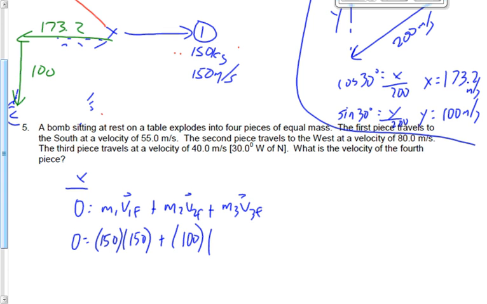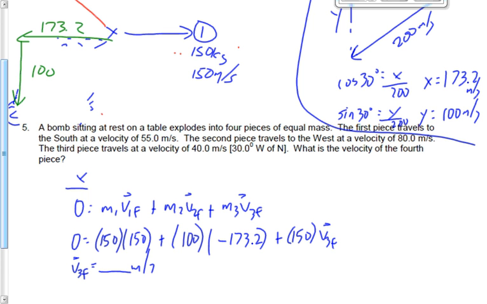V2F? Who's got this one? Wayne, you got that one for me? V2F for the x component. I'll give you a hint. It's negative. Yes, it's good. Negative 173.2. And M3, we said, I think, was 150. Okay, solve for V3F. Doesn't really matter what it is.